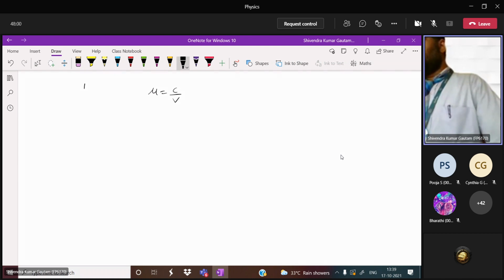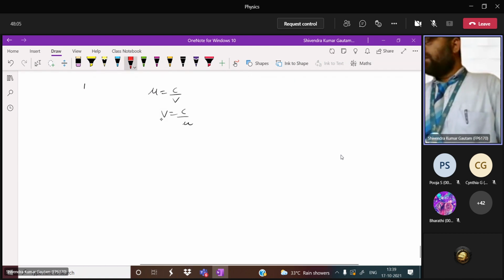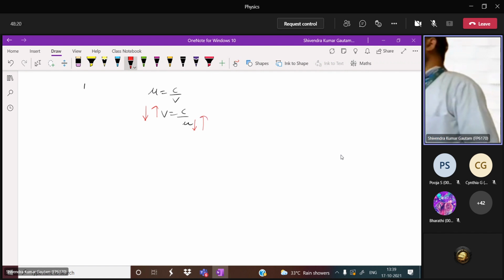See, mu is equal to C by V, right? Or V is equal to C by mu. In a rarer medium, speed is more, so the mu value should be less. In a denser medium, V value is less, so the mu value should be more. So tell me, refractive index depends on which medium?